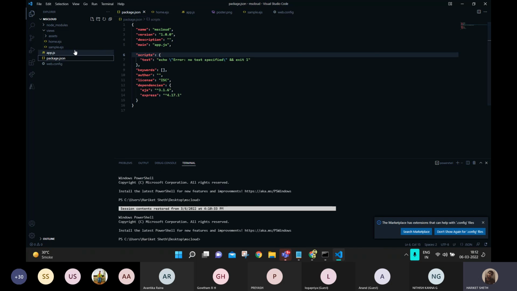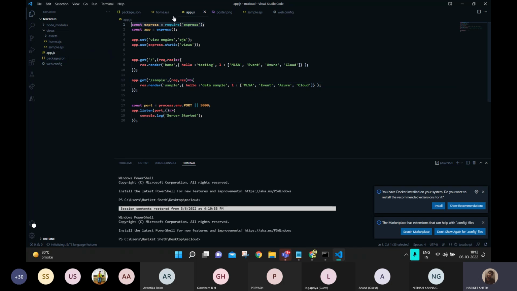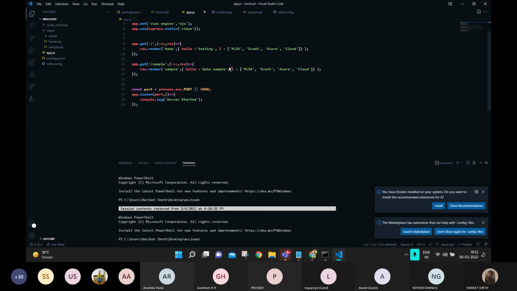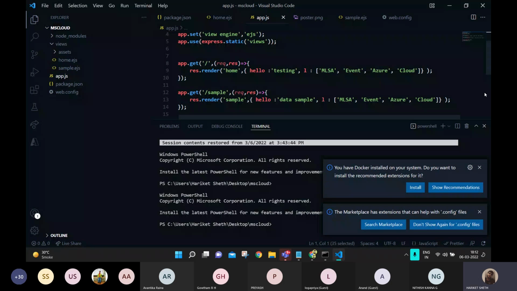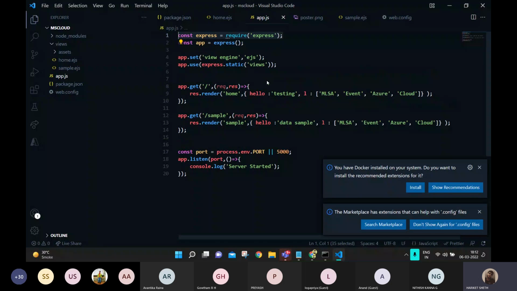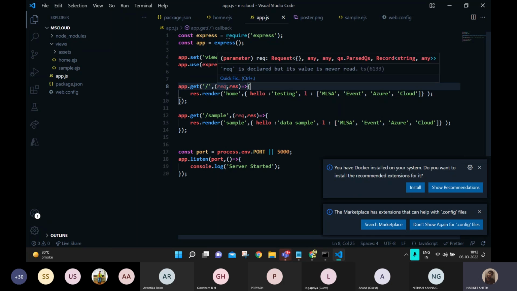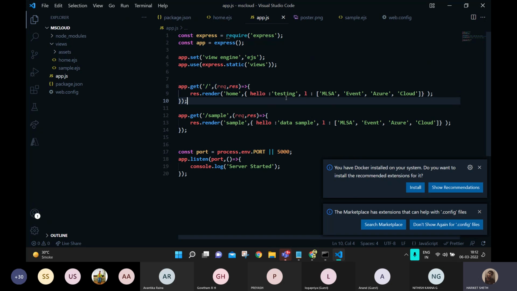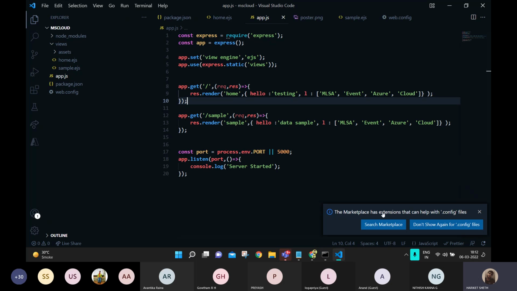Here you can see the code I have written. I'll zoom in a bit. The first line, I'm requiring Express to run this application. In the eighth line, I'm making a get request, as in I'm getting the data. REQ means request and RES means response, so whatever response I want to give to the user when they make a particular request, I can very easily cater to.